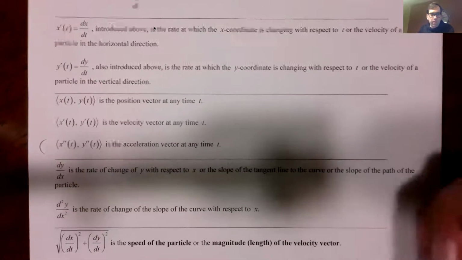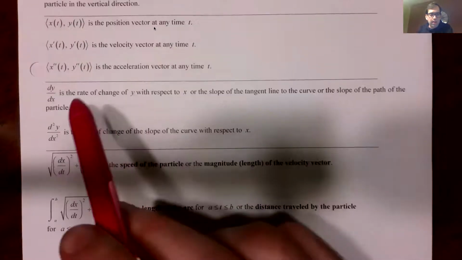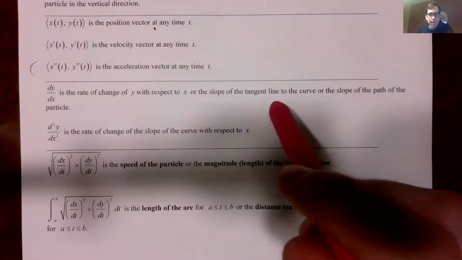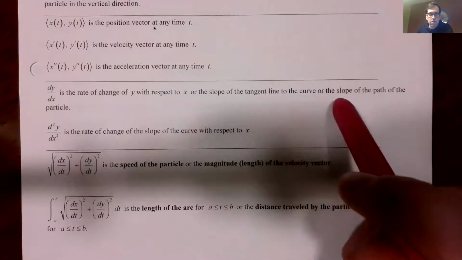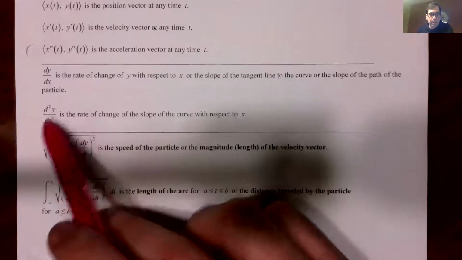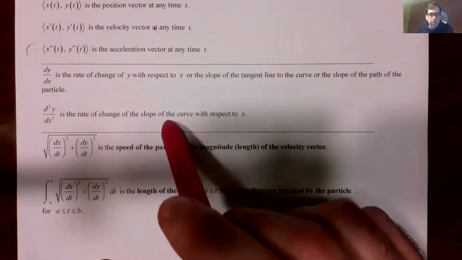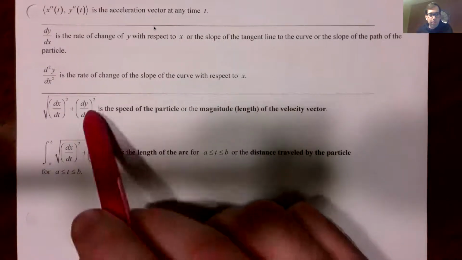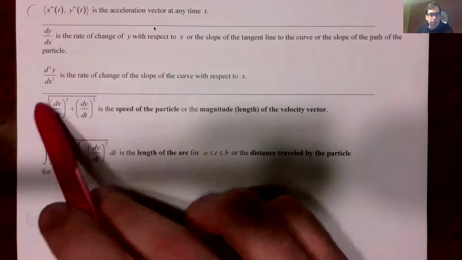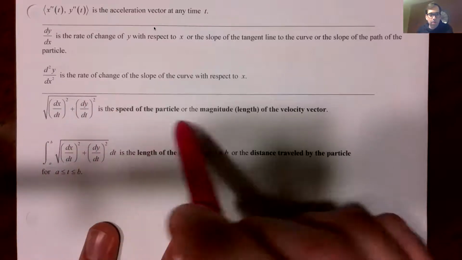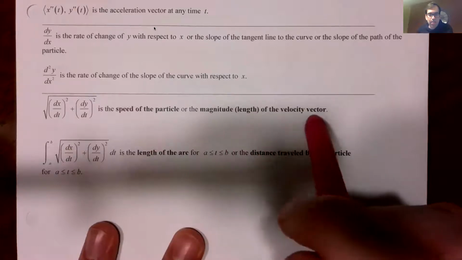All right, so dy dx is the rate of change of y with respect to x, or the slope of the tangent line to the curve, or the slope of the path of the particle. That's what we've looked at already. The second derivative is the rate of change of the slope of the curve with respect to x. And then we've got these two formulas down here. We've got the square root of dx dt squared plus dy dt squared. This is the speed of the particle, or the magnitude or length of the velocity vector.